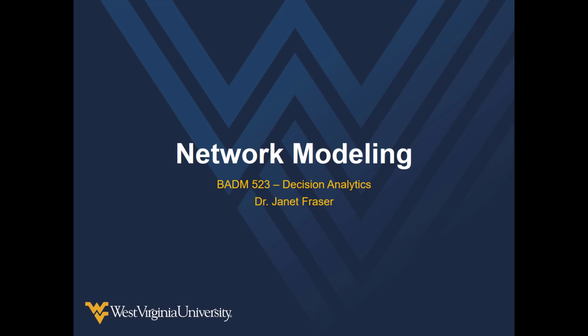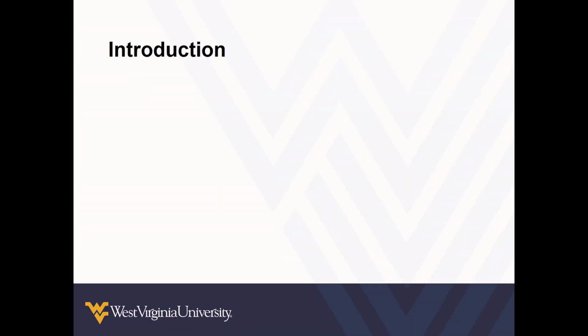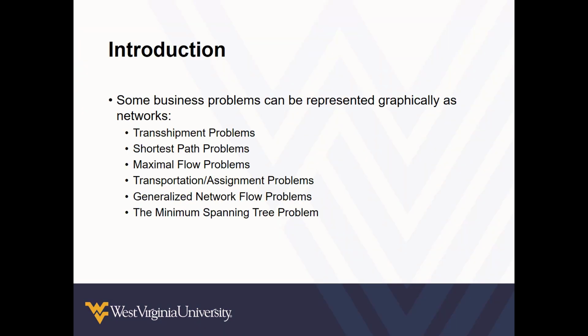Another type of optimization problem is network modeling. Some business problems can be represented graphically as networks. Examples of these types of business problems include transshipment problems, shortest path problems, maximal flow problems, generalized network flow problems, and so on.